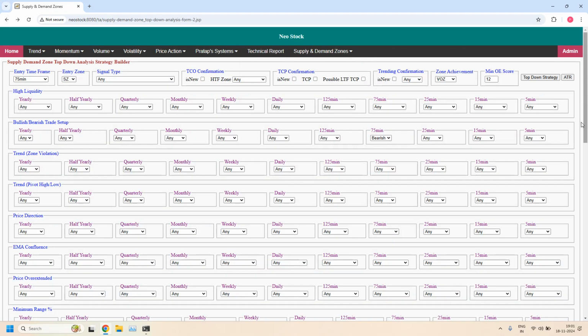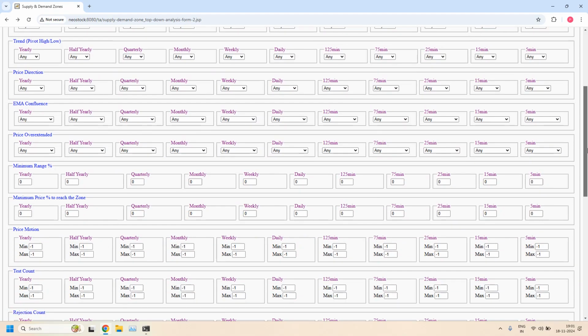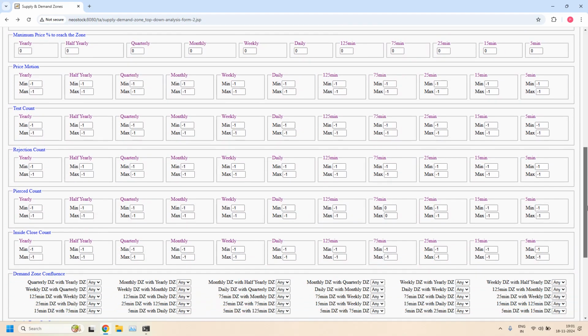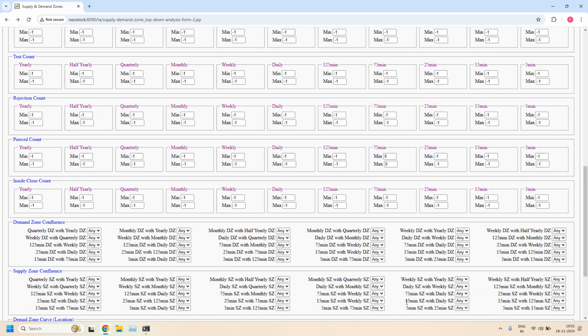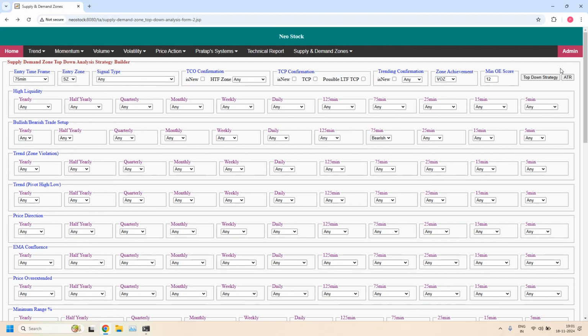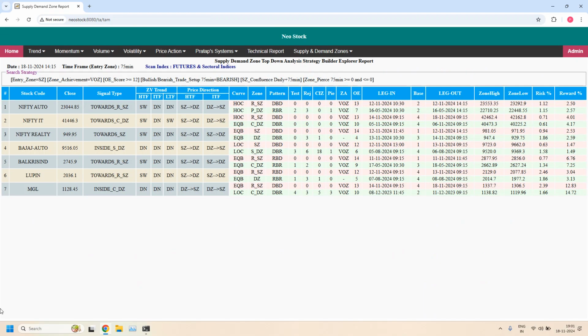First filter is based on LTF and ITF supply zone confluence. That is the 75 minutes and daily supply zone confluence. So I am enabling that filter. So with this filter, we got 7 stocks.